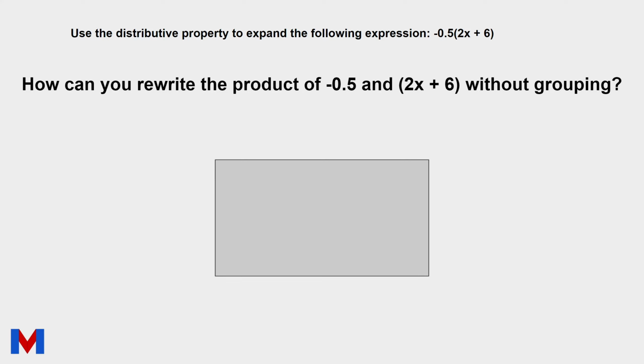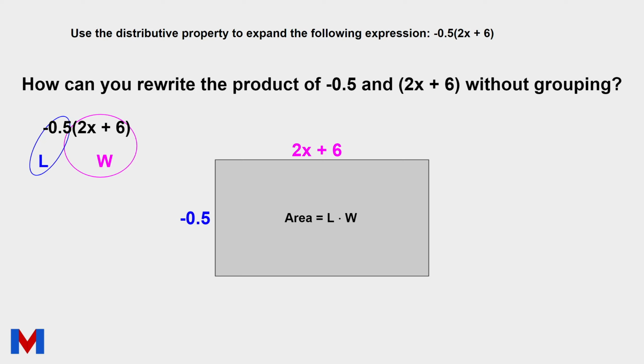We're going to be thinking about this problem by visualizing a rectangle. When we look at the expression -5/10 times the quantity of 2x plus 6, we have a product, two terms. Just like the area of a rectangle is length times width, two terms multiplied together. We can think of -5/10 as the length and 2x plus 6 as the width. Let's label our rectangle.